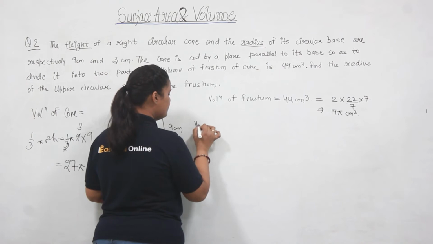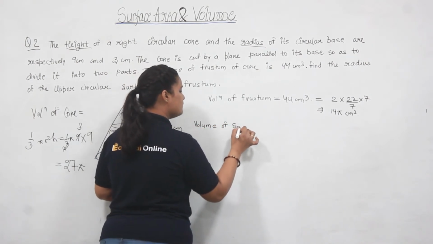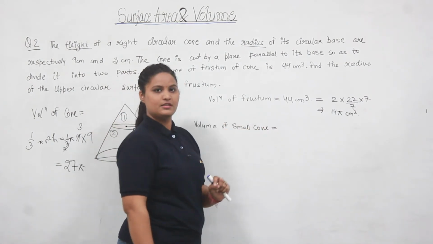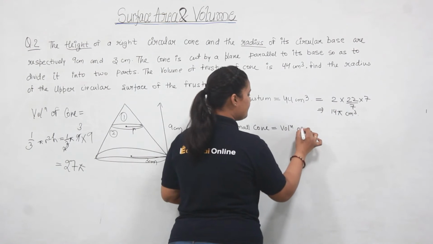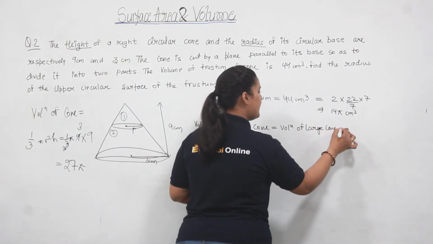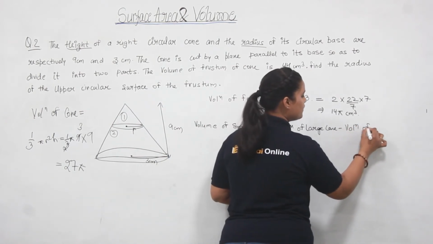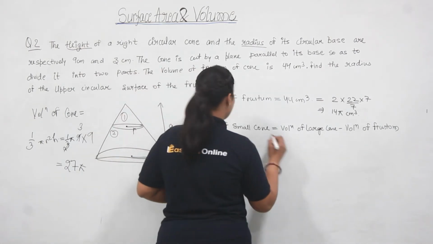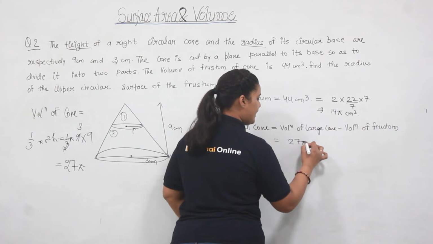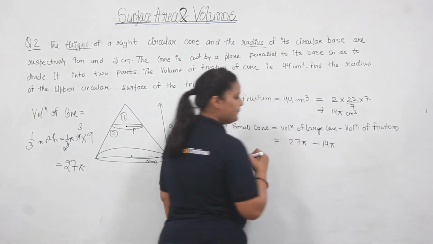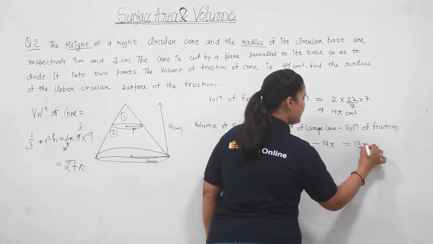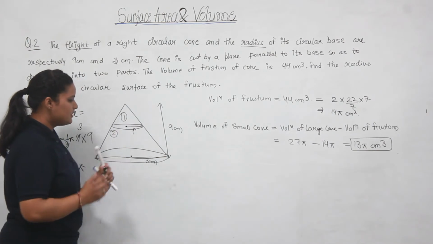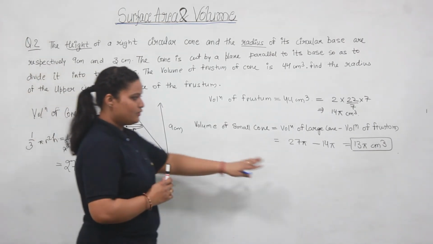Now what will be the volume of the small cone? It will be equal to the volume of the large cone minus the volume of the frustum. So what is the volume of the large cone? It is 27 pi, and the volume of the frustum is 14 pi. So it will be equal to 13 pi centimeter cube. This will be the volume of the smaller cone. Any doubt? Any concern in this question? No doubts. Okay, so I will use it further.